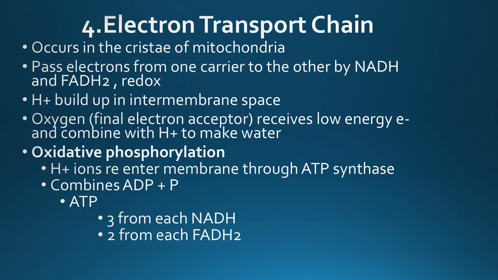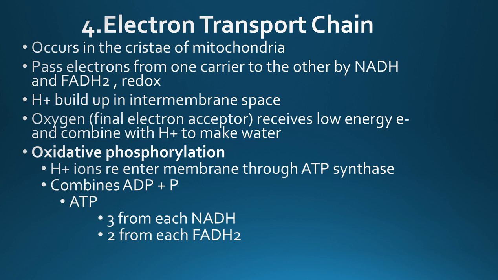Oxygen is going to be the final electron acceptor here. It'll receive low energy electrons and combine with hydrogen to make water. This is our other product of our cellular respiration equation. What's happening here this time to make the ATP is oxidative phosphorylation.